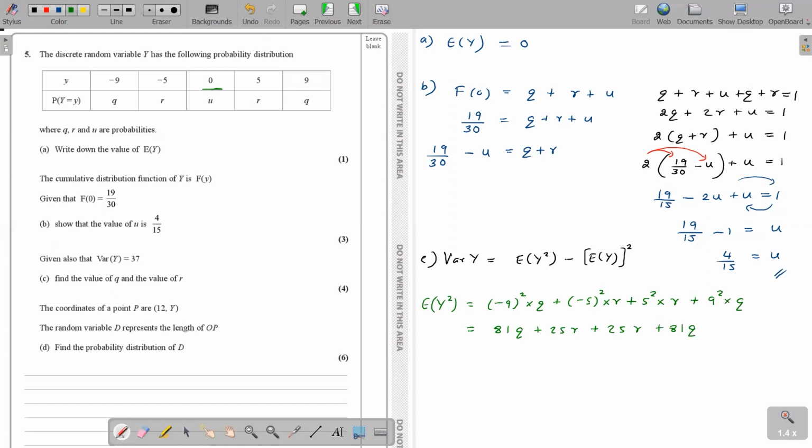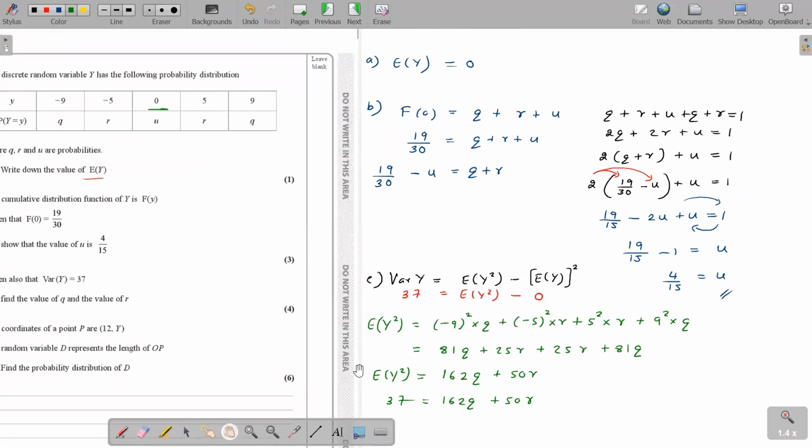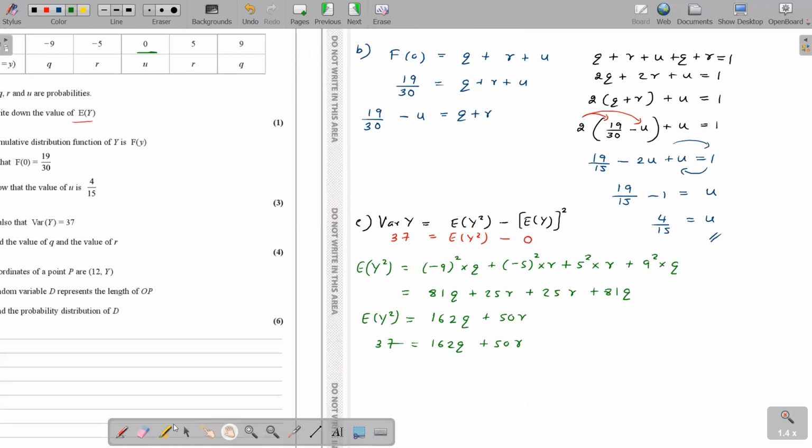Is that okay? And then get the equation here. How much do I get? 162Q plus 50R. So I get this for my E(Y squared). The E(Y squared) value we can find here, because variance of y is given as 37. So 37 equals E(Y squared) minus this part, which is 0 because we found E(Y) is 0 in part A. So E(Y squared) is 37, equals 162Q plus 50R, is one equation. Another equation we can get from Q plus R, from the earlier section: 19 over 30 minus U. So let's get that.